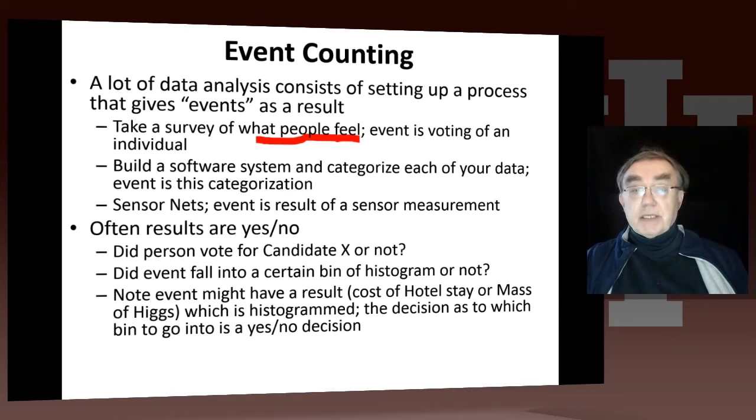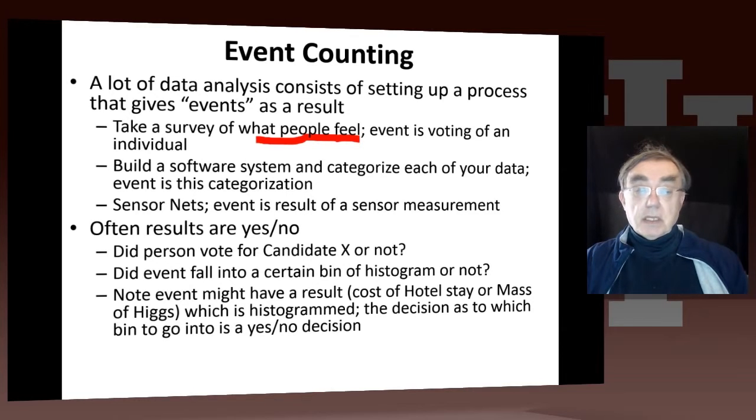Alternatively, you can take some data, you build some software, that software assigns, say, a feature to the data that is good or bad, or it's big or little, and the result of that characterization for each of your data is an event. Another obvious scientific or technical source of events is sensor nets, where the event is the result of a sensor measurement. And if you like, sensors are an example of a device that streams events. Typically, and at least in the view of this class, they stream the event back to the cloud.